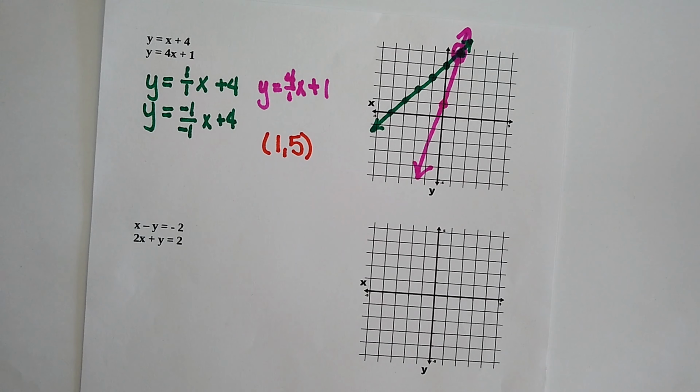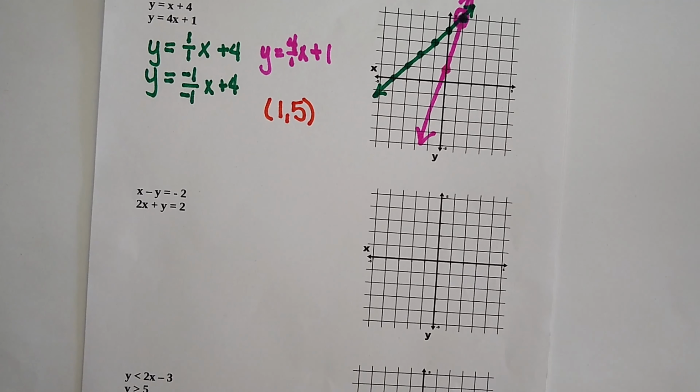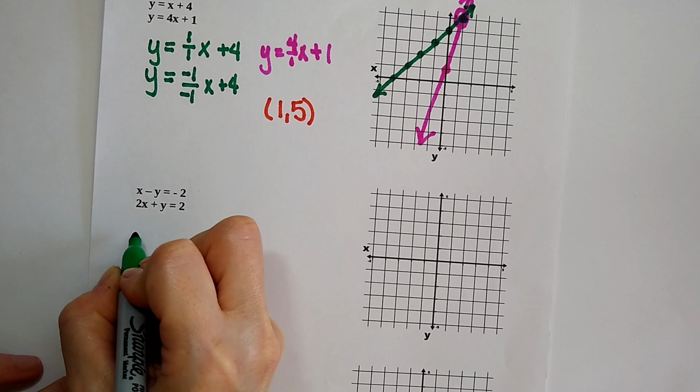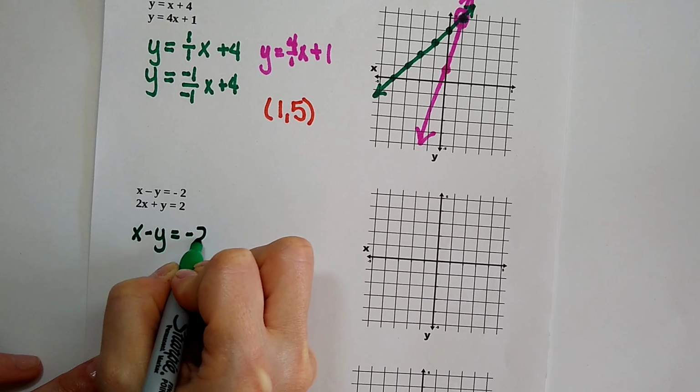Okay? So let's take a look then at the next one. This is the same kind of question, but it is in standard form. Both lines are in standard form. I want to change them and put them into slope-intercept form so that they look more like the one up above. So I'm going to start with the first one, x minus y equals -2.